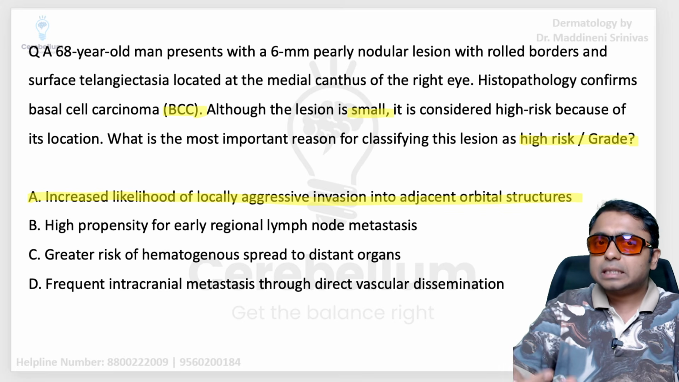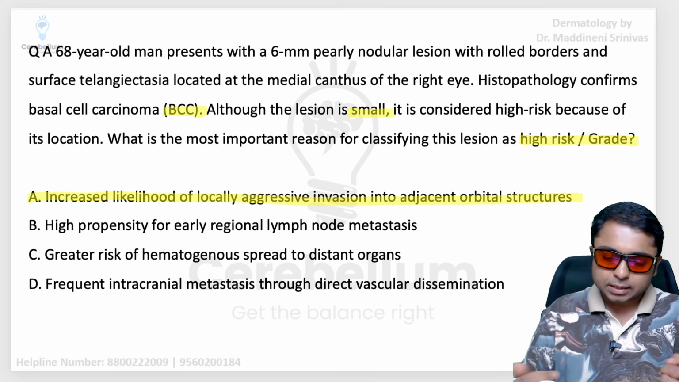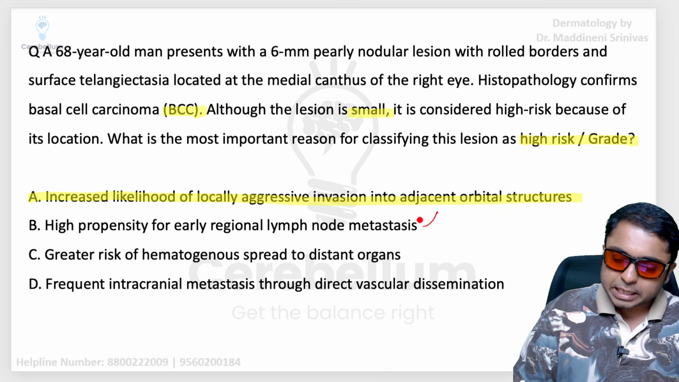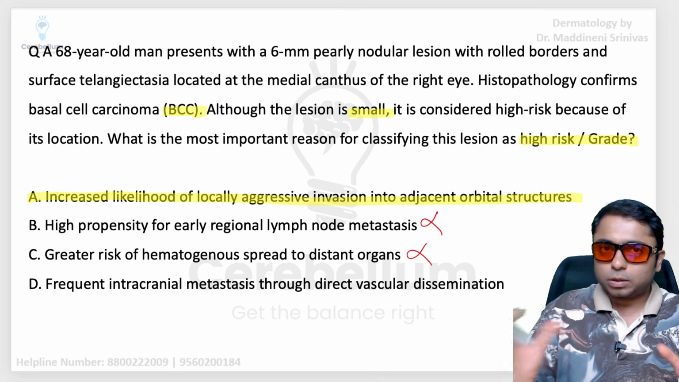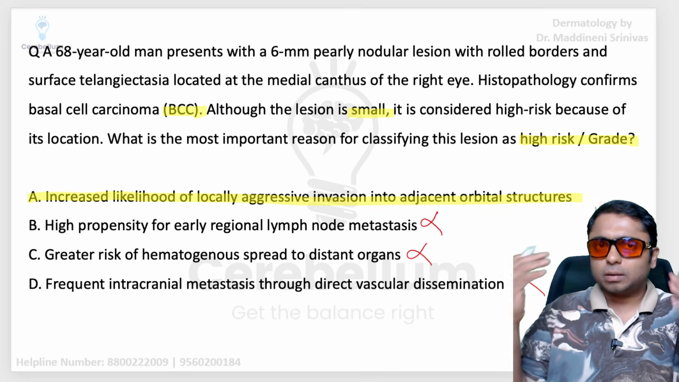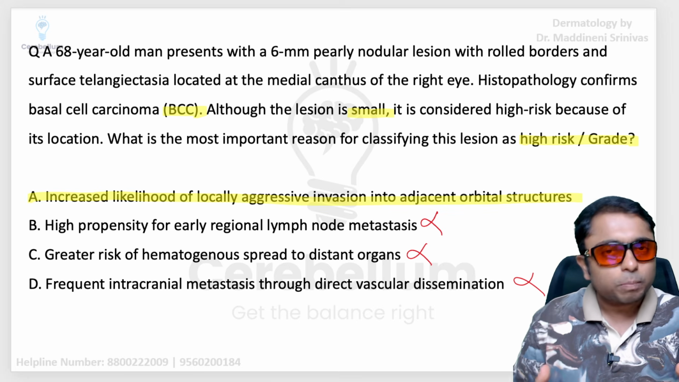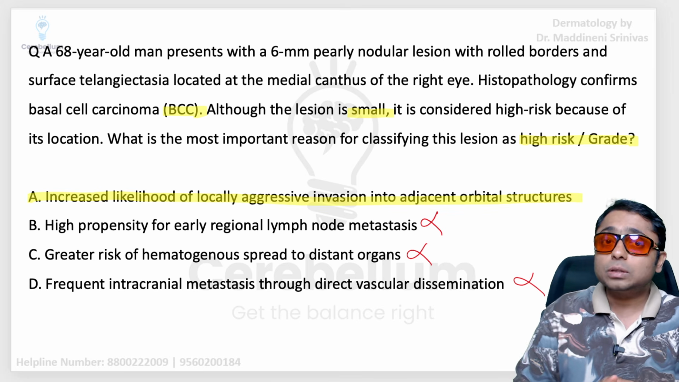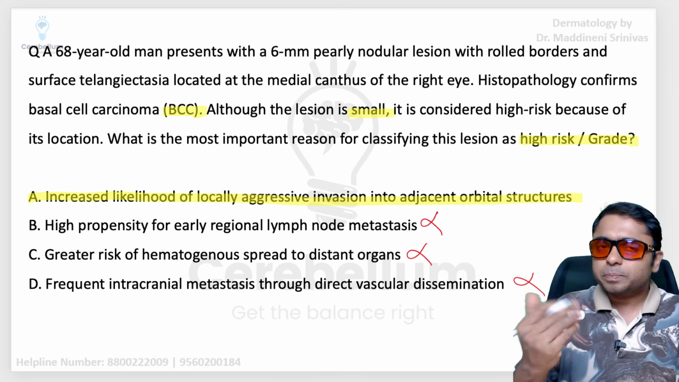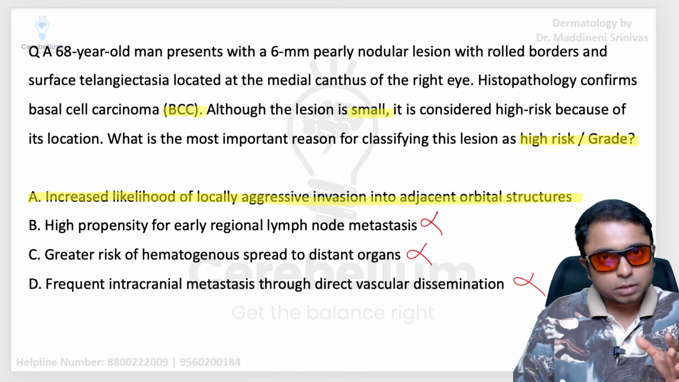If there is any other discrepancy in the options, please do put that in the comment section. So it does not have any propensity for metastasis, it does not spread through the blood, and also there is no possibility or complication of metastasis into the brain. So we can rule out these options. So it's going to be option A, which is a better choice here.